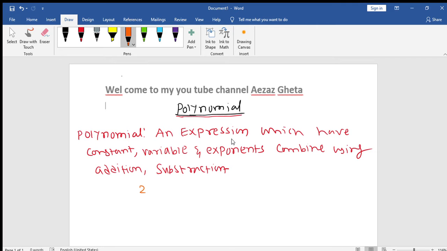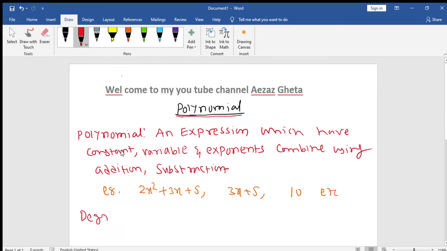Just an example like 2x square plus 3x plus 5. Even 3x plus 5 is an example. Even if I write just a number, it is also a polynomial. Okay. So next is the degree of a polynomial. What is the degree of a polynomial? Do you know?